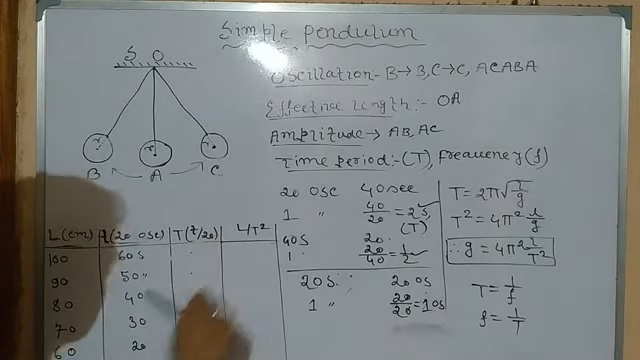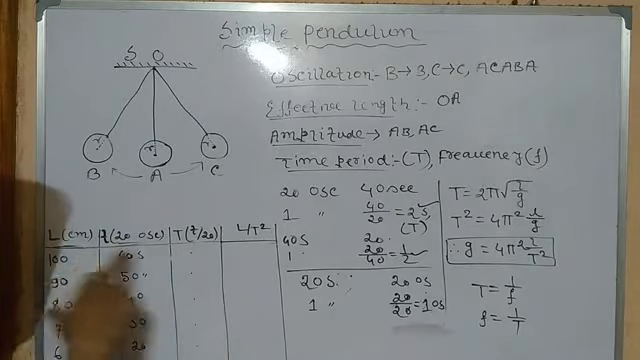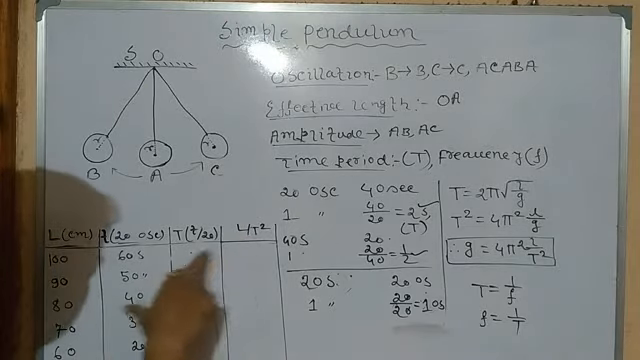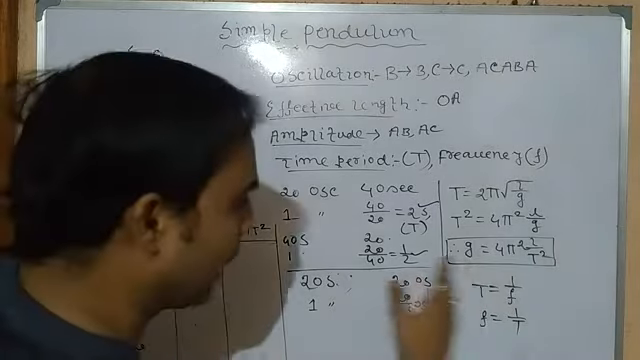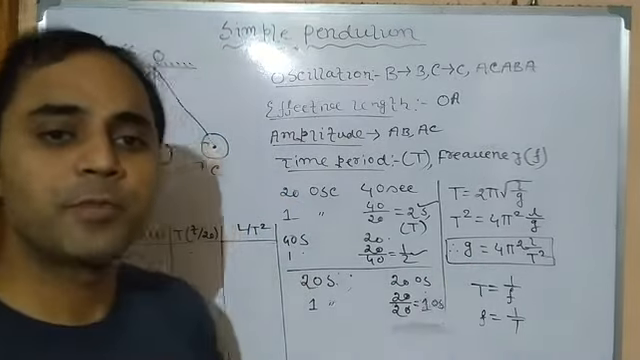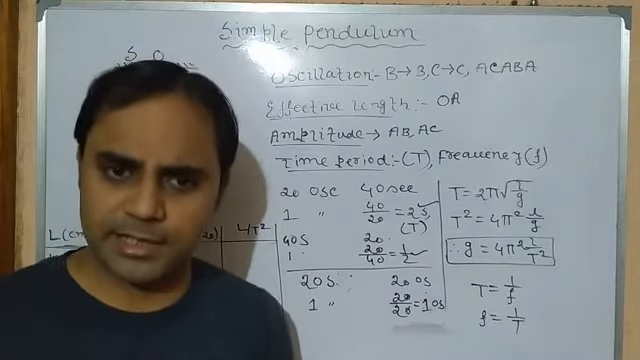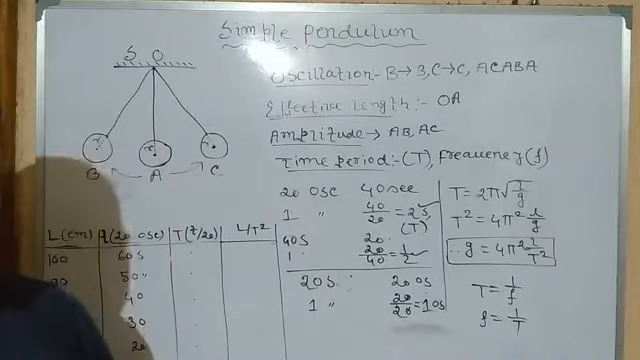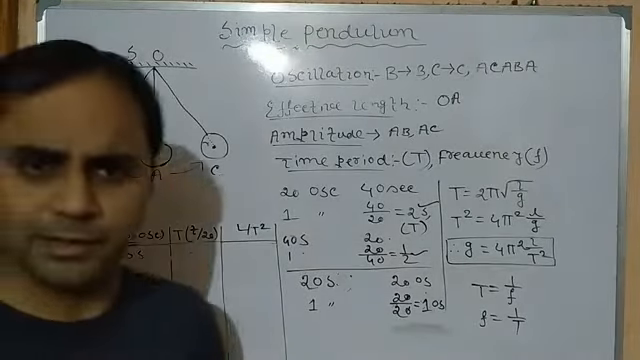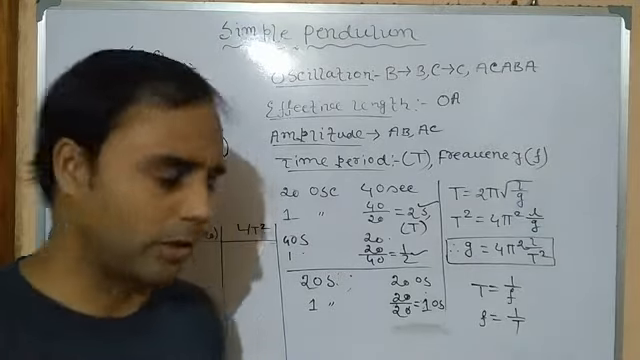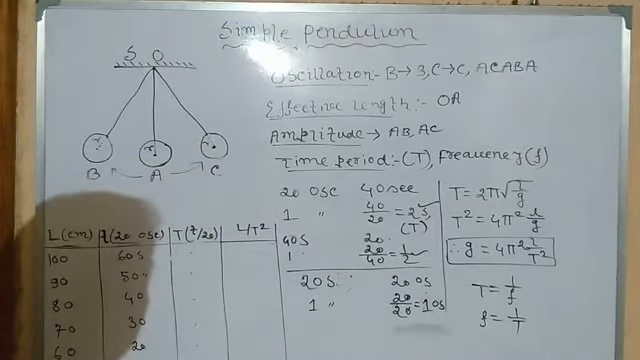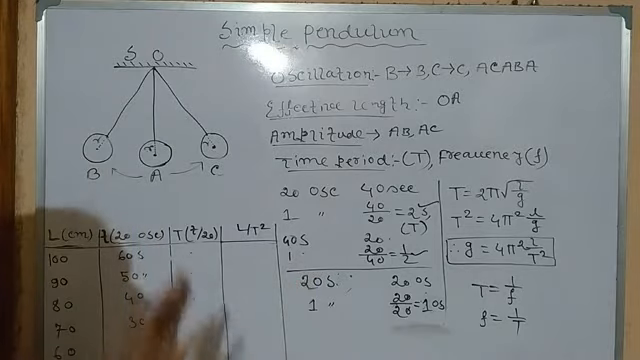From that we can get the value of L by T squared, dividing length by T squared. Clear? Then putting this value here, we will get the value of acceleration due to gravity, which will be very close to 9.8 meter per second squared. It may be 9.79, 9.77 or 9.9. It varies very little. So this is the simple pendulum.